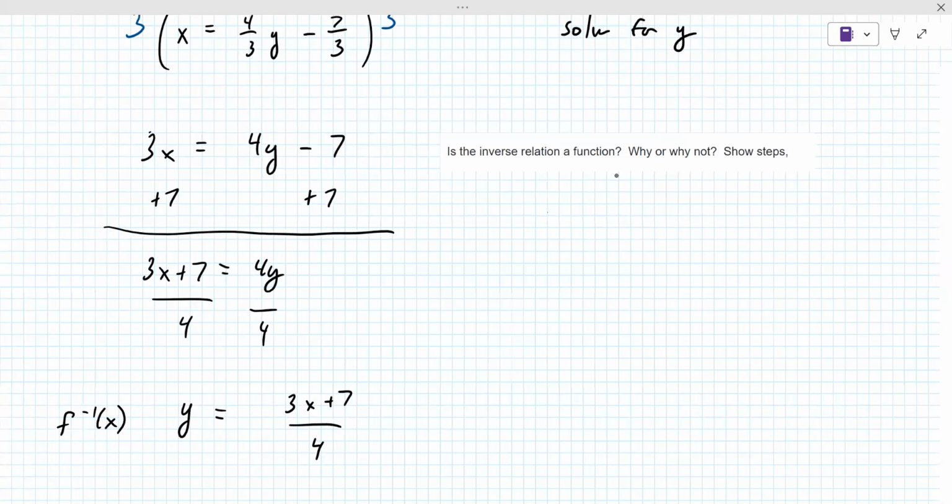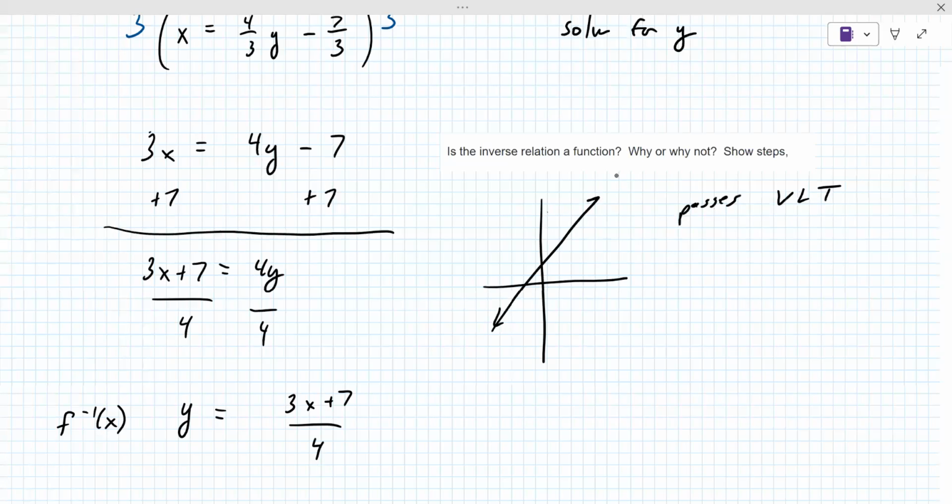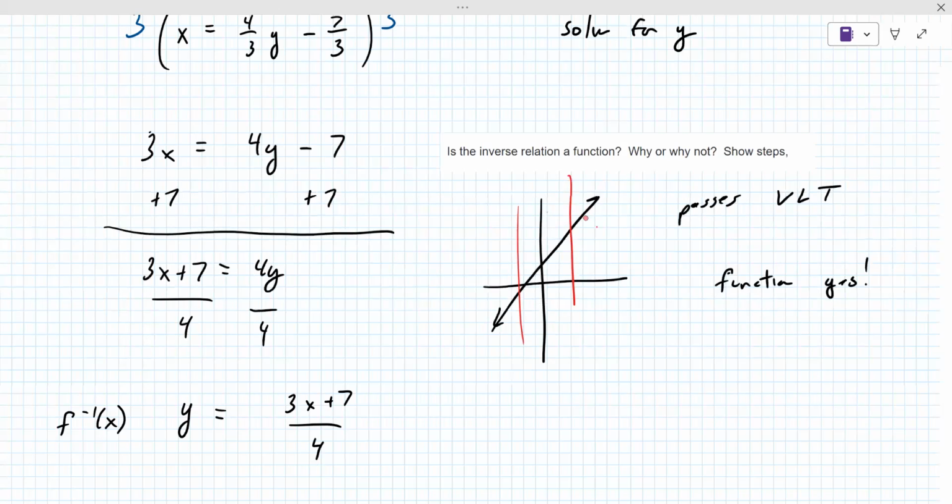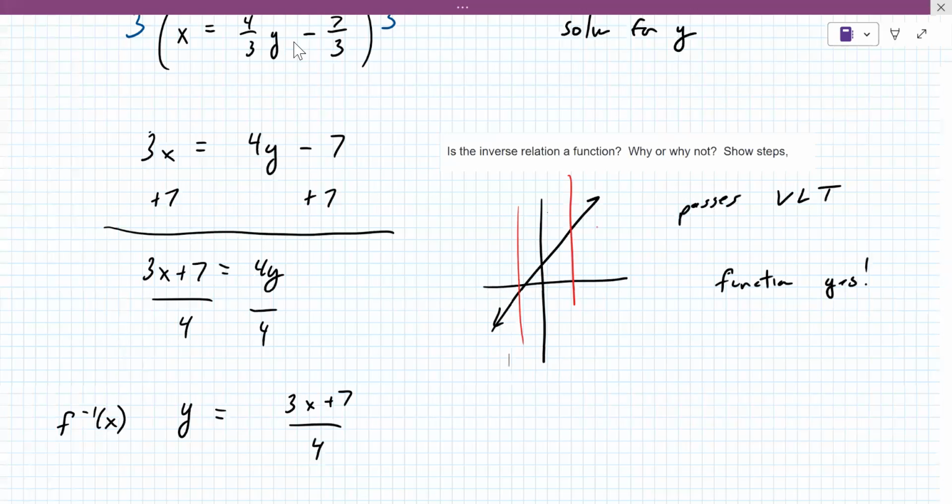It definitely passes the vertical line test. It's some sort of a line like that. You can maybe say that it passes the vertical line test, VLT for vertical line test. So it does pass the vertical line test? Yes. So function, yes. Again, that vertical line test means any vertical line you draw only hits the graph one time.